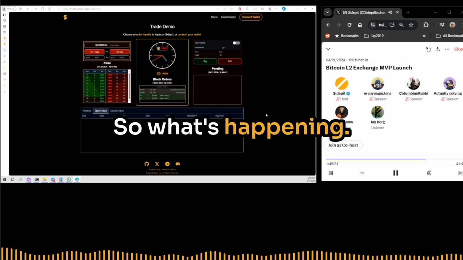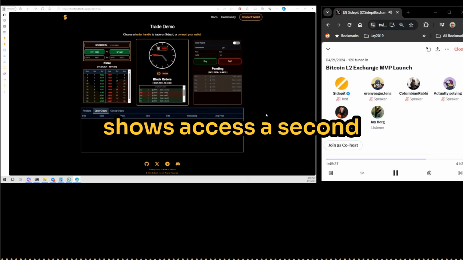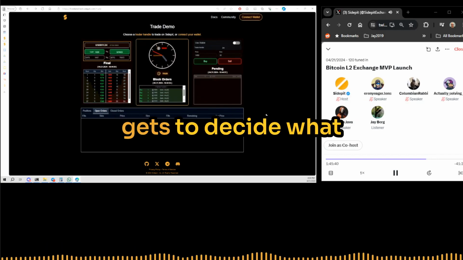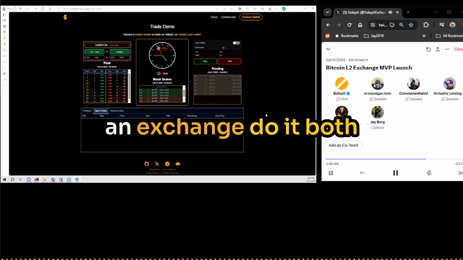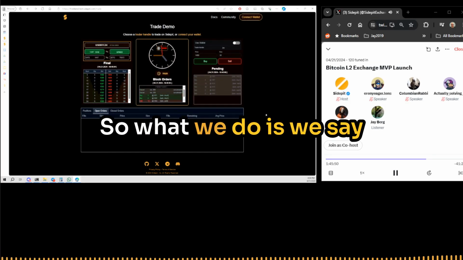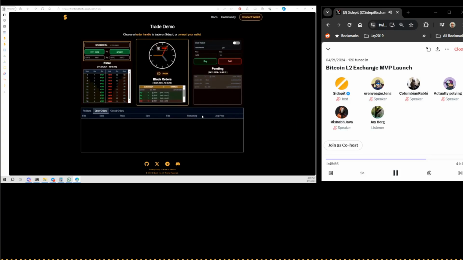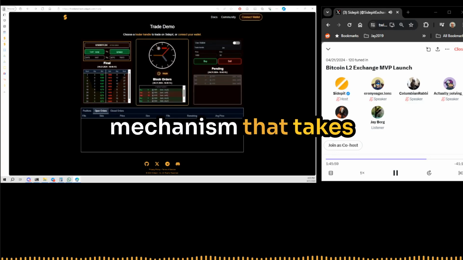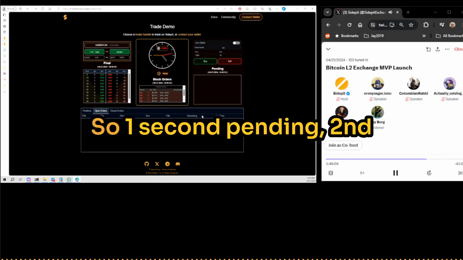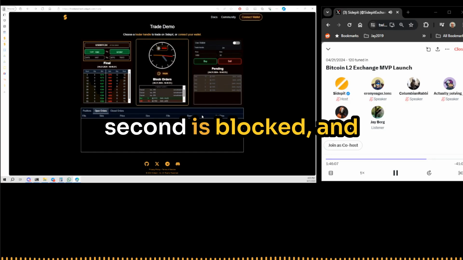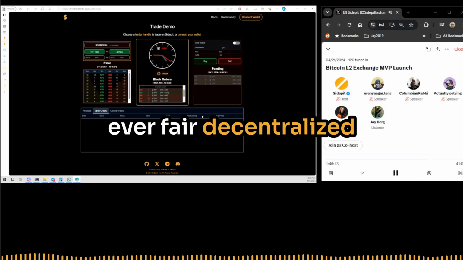Okay, so what's happening is this is high frequency, low latency, right? This is like tens of thousands of transactions a second. The problem is who gets to decide what happened first. Either you could have a miner do it or you could have an exchange do it. Both of them break the exchange. So what we do is we say anyone could decide. So we have a secondary process, a consensus mechanism that takes all the pending orders, puts them into a block, and auctions off the block. So the first second is pending, the second second is blocked, and the third second is final. And now you have the first ever fair decentralized price of Bitcoin.